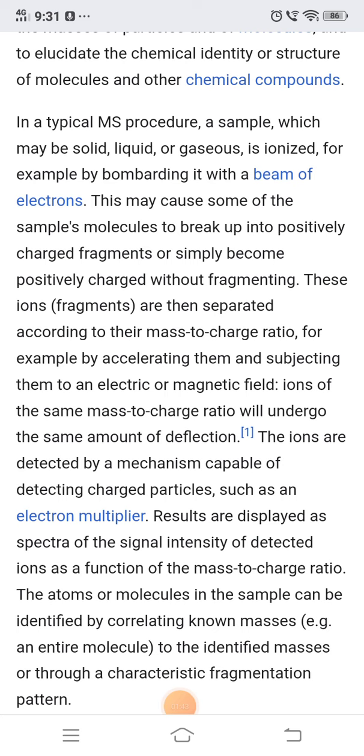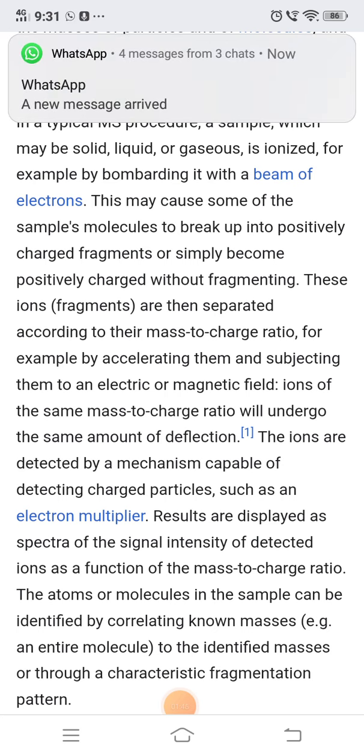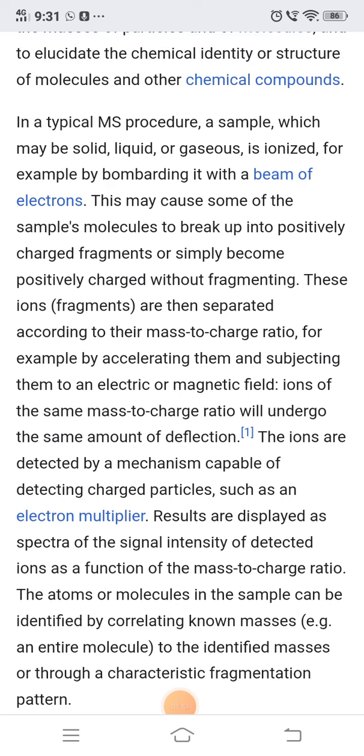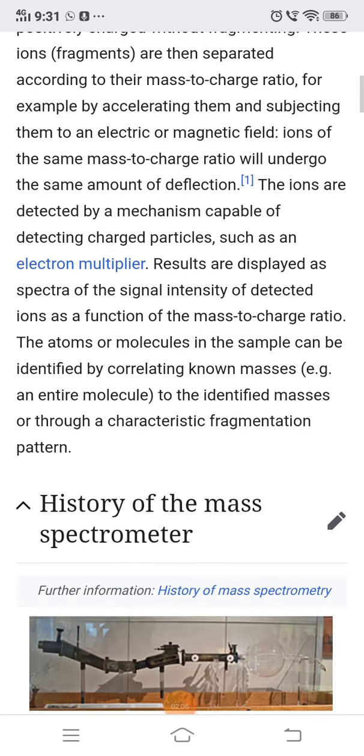The ions are detected by a mechanism capable of detecting charged particles, such as an electron multiplier. Results are displayed as spectra of the signal intensity of detected ions as a function of the mass to charge ratio. The atoms or molecules in the sample can be identified by correlating known masses to the identified masses or through a characteristic fragmentation pattern.